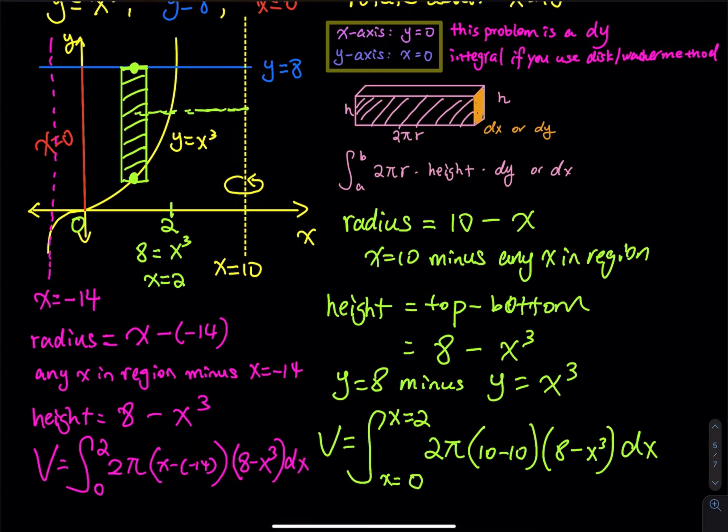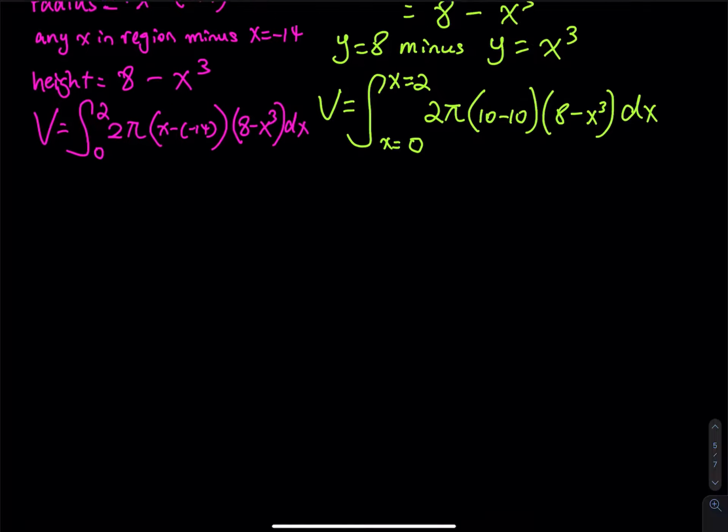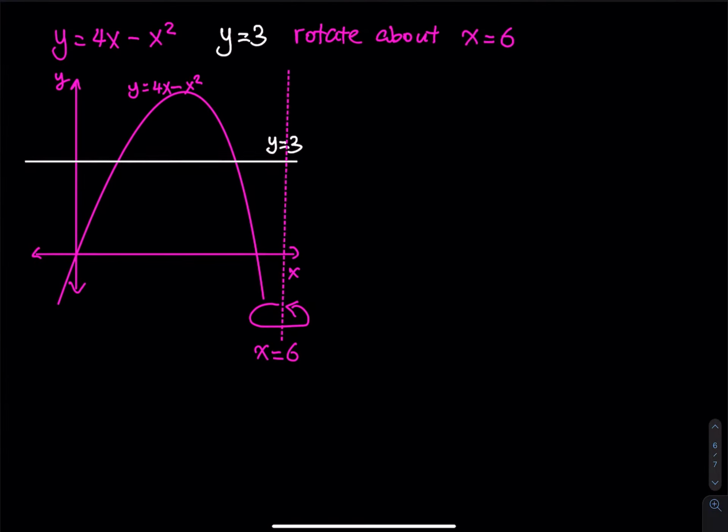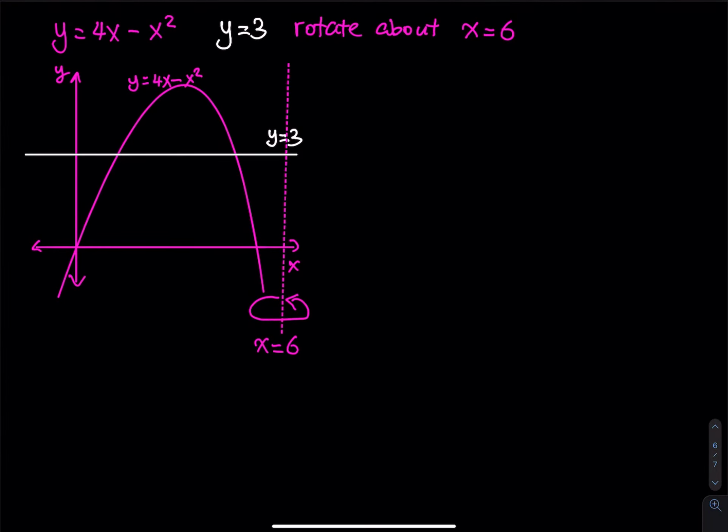That's how you take care of this what if. So if you think one problem is not enough, let's do one more. The next problem that I prepared for you is right here. This time I have a parabola and a straight line. So we have a region bounded by the parabola and the straight line, and then we rotate about x equals 6.